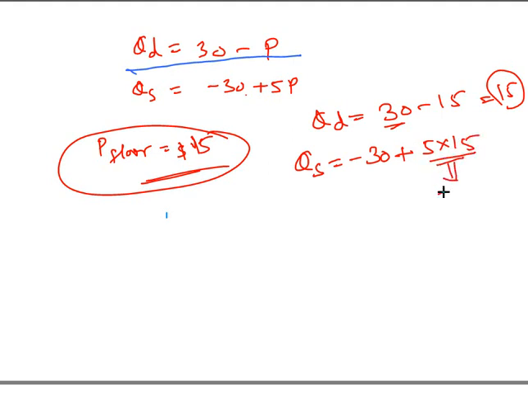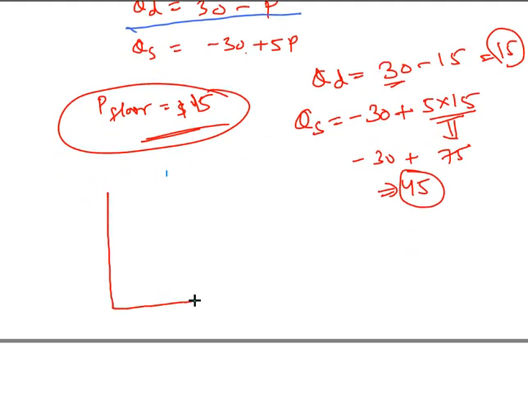This is 75 and this is minus 30, so the quantity supplied will be 45 units, right? So demand is 15 but supply is 45. Okay, now to understand what the price would be, see this. What we are saying is this was the equilibrium, 20.